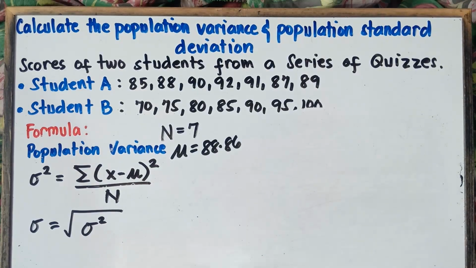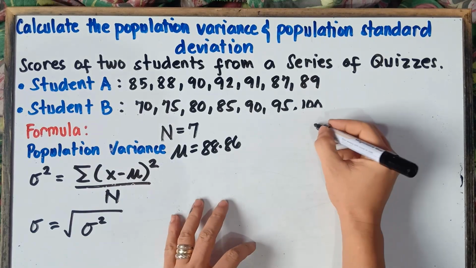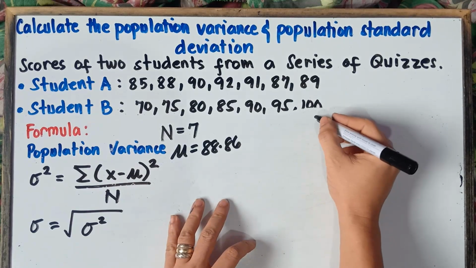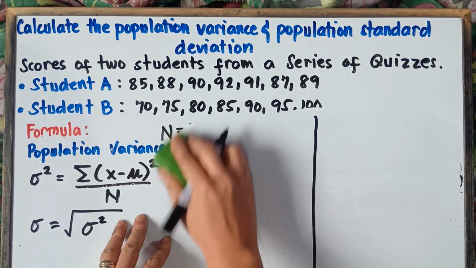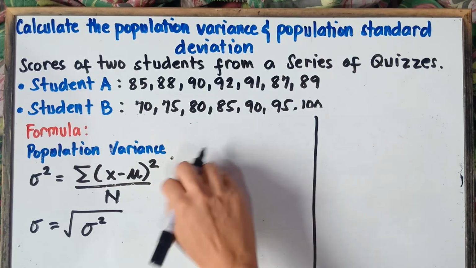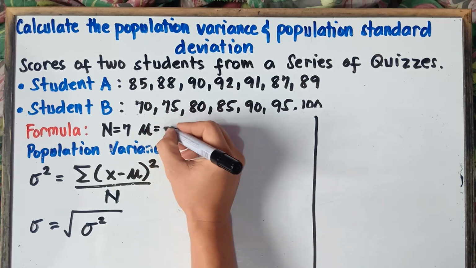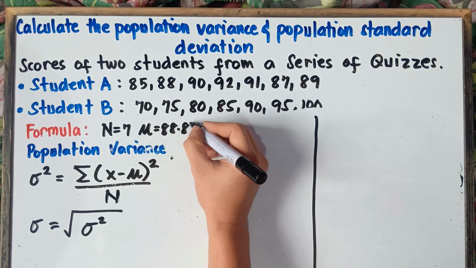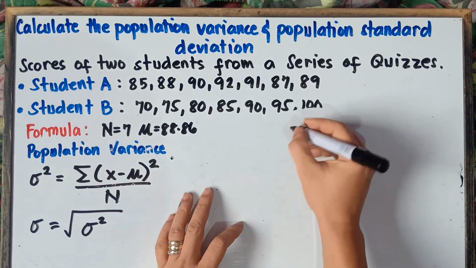Therefore, we need to subtract the population mean from each sample. Once again, because we need to have 2 columns. Alright, let's do it step by step. Okay, we don't have enough space, class. So n, we just write here, n is equal to 7. Population mean is equal to 88.86, right? Alright, so we need to have 2 columns.